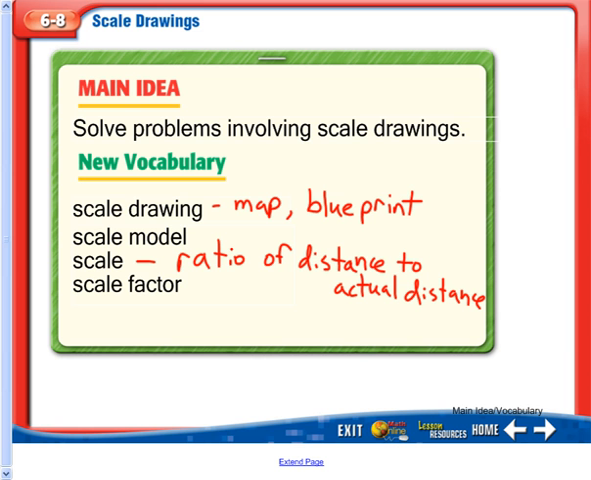And lastly, scale factor is the scale in simplest form, written as a ratio. So, ratio of scale in simplest form. And again, simplest form is either done using division or the L method. That's what should come to mind when we're talking about simplest form.